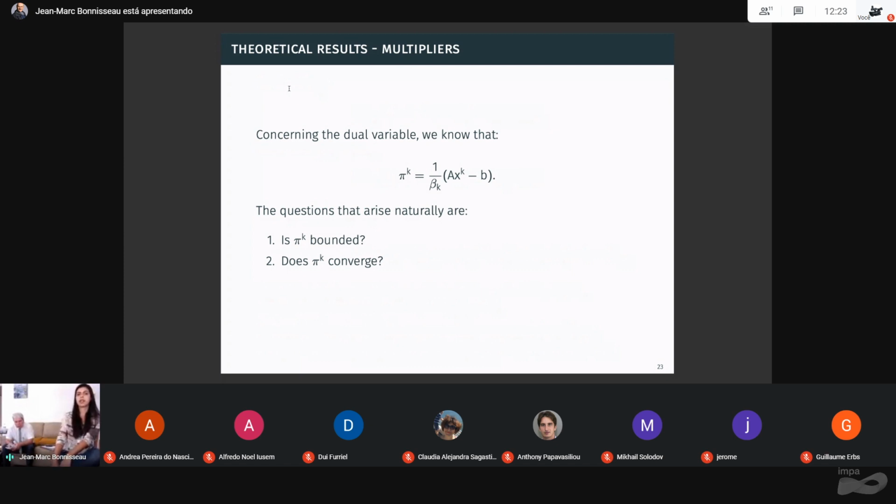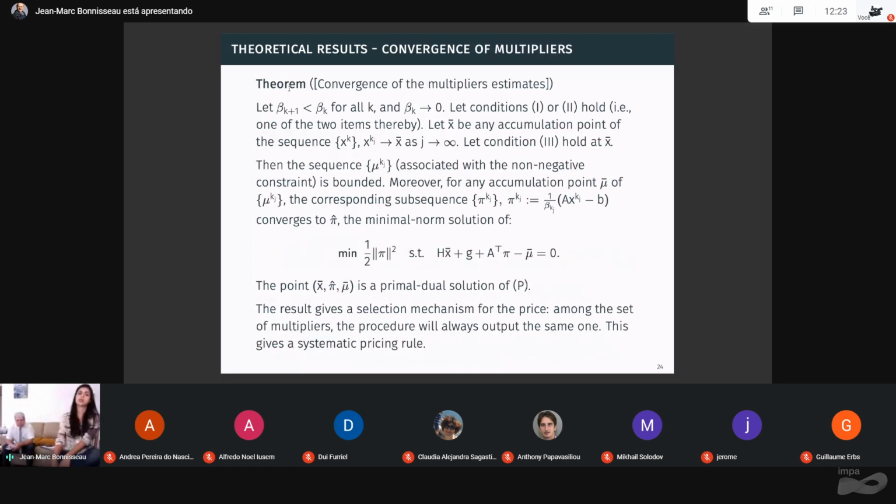So the questions that arise naturally from this formula are whether pi k is bounded and whether pi k converges. To answer these questions, we have another theorem, also proved in the manuscript, called convergence of the multiplier estimates. It states that for a decreasing sequence beta k going to 0, we assume that condition 1 or condition 2 holds, and we take an accumulation point x bar of the sequence x_k. This accumulation point exists since you have already seen in the theorem for the primal convergence that it exists. We also assume a condition 3, that I will explain in the next slide, holds at x bar.